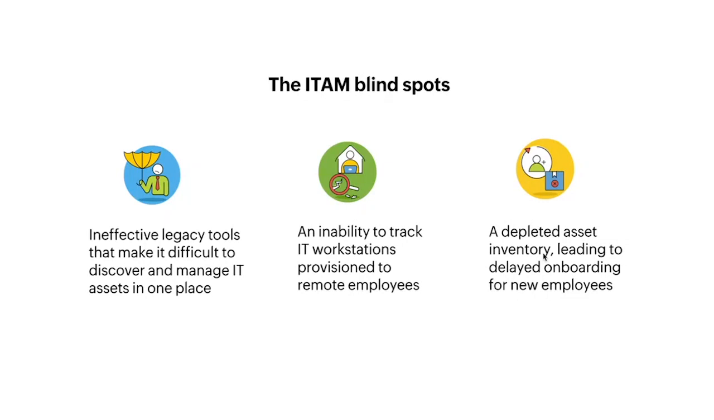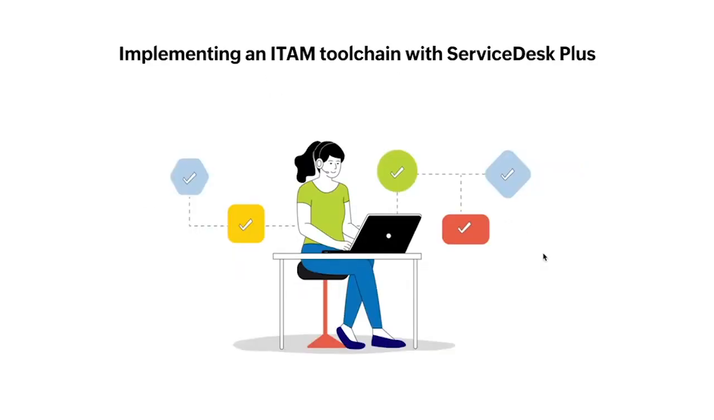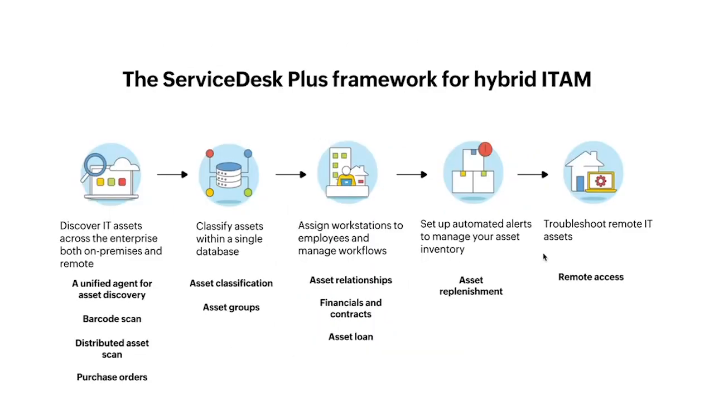So how do we overcome these blind spots that they faced in their IT asset management, especially for their hardware? With ServiceDesk Plus capabilities, they built out an IT asset management tool chain, a 5-step process. The first one being discovering the IT assets that are spread across the globe and across the enterprise, both on-premises and remote, and bringing them together onto a single inventory. So how do they do it?